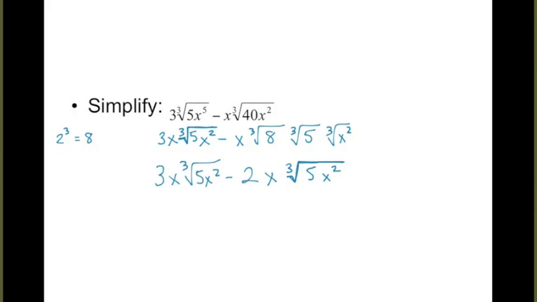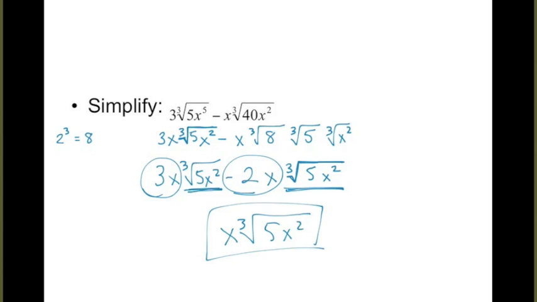Now, are the roots the same? They are both cube roots, and in them both we have 5x squared. So if I have 3x of them minus 2x of them, how many of them do I have? 1x of them. Questions?